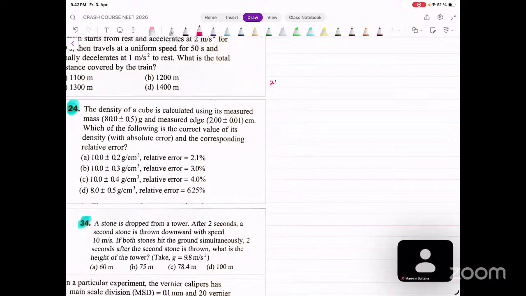ये वाला मॉडल मैंने आप लोगों को करा चुका हूँ ऑलरेडी. एक बार देखो. The density of the cube is calculated using its measured mass 80.0 plus or minus 0.5 and measured edge 2.00 plus or minus 0.1 centimeter. Which of the following is the correct value of its density? Okay, what is given for me in the problem?